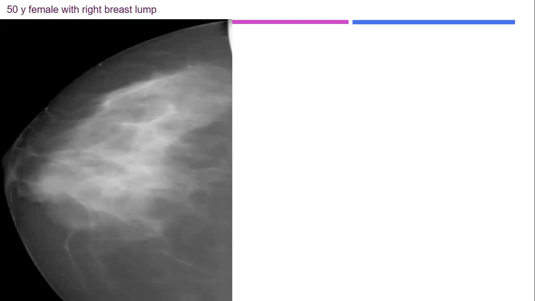A 50-year-old lady. There is a focal asymmetry in the retroareolar area with associated skin thickening. Is it asymmetry or mass? I think it's a mass, but it looks circumscribed, partially obscured. The deep portion within the parenchyma is not visualized, while the outer part seems to be well defined within the fat. Circumscribed. Yes.